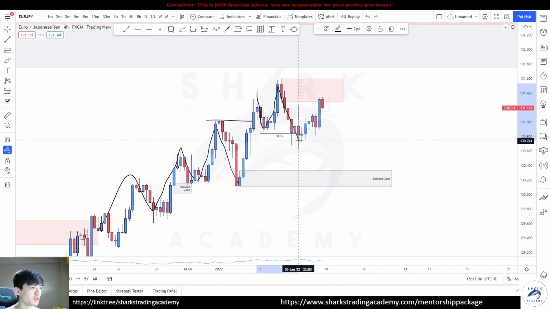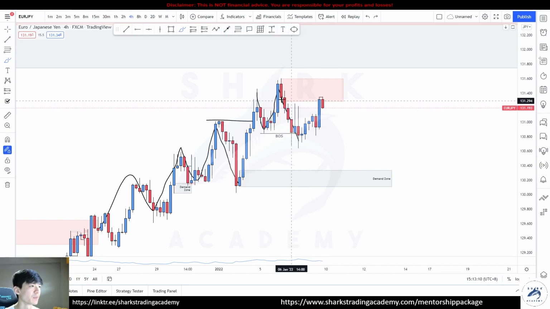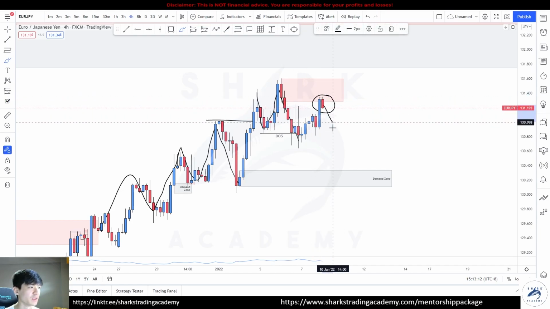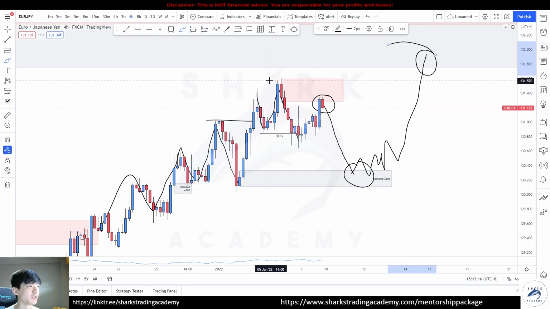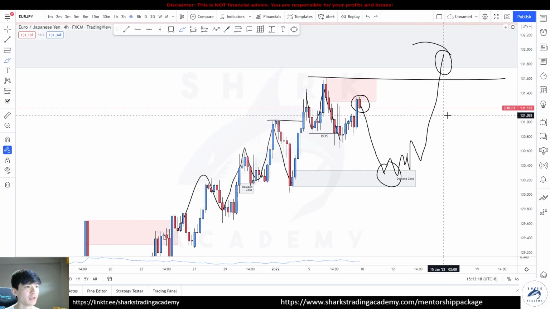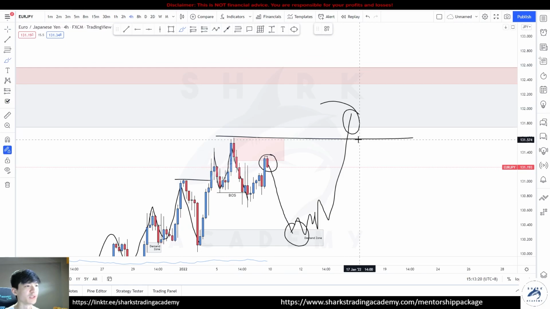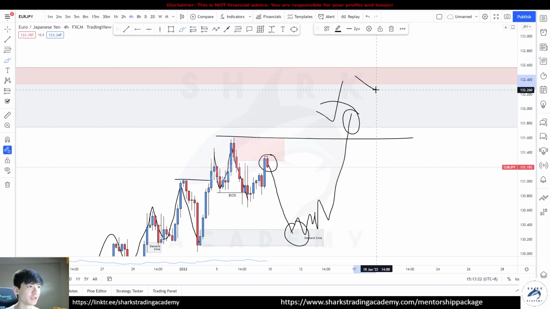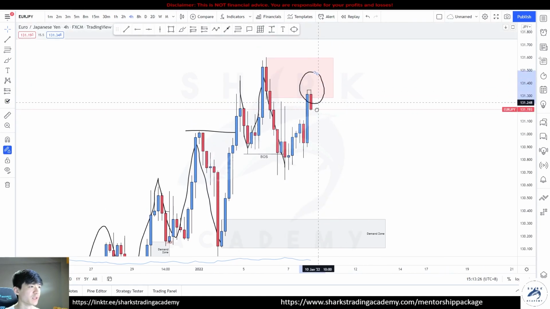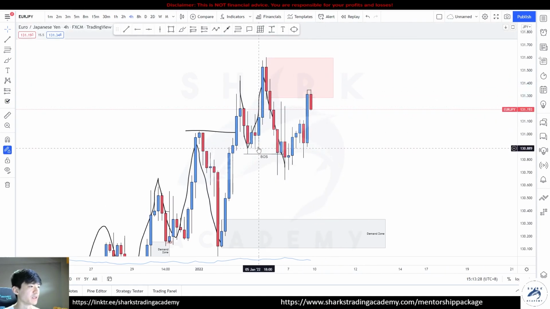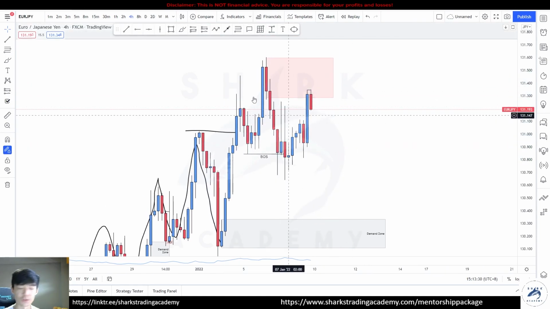This break of structure, or rather shift in character, shift in structure or change of character, allows us to sell into this demand before buying. Of course, aiming at this as my liquidity high and allowing my positions to run towards the higher time frame supply areas like this and this. So now let's take a look at what is going on inside here. Right, this is an H4 BOS. We are valid to go for sells on the lower time frame.